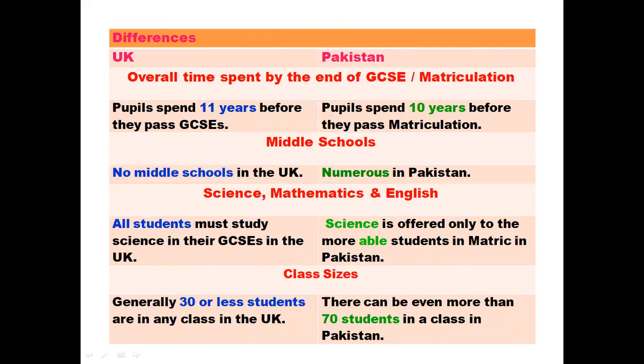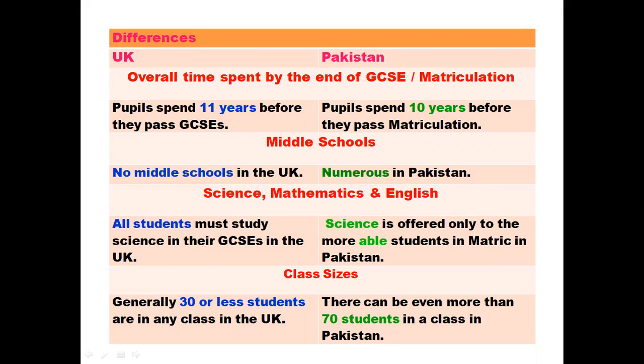Looking at overall time spent by the end of GCSE or matriculation, people spend 11 years before they pass the GCSE in the UK as compared to the students in Pakistan who spend 10 years before they pass matriculation. Looking at middle schools, there are not many middle schools, or I would say very few and far between, in the UK as compared to Pakistan, which has numerous middle schools.